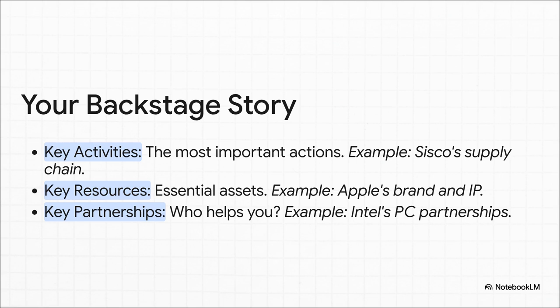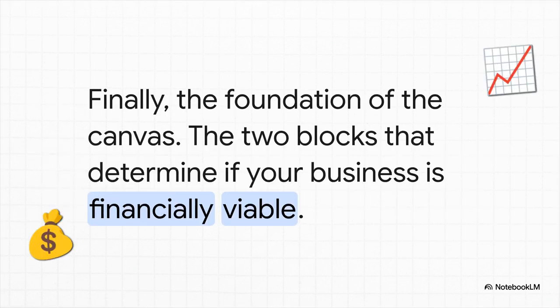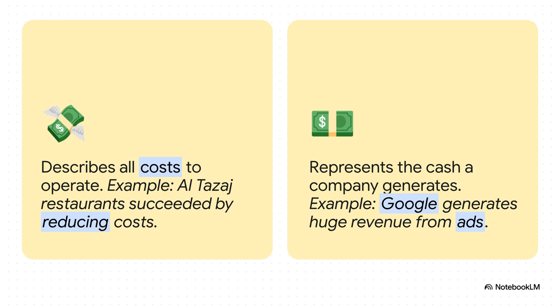And you rarely go it alone, which brings us to key partnerships. Just look at how Intel built an absolute empire by partnering with PC manufacturers. And finally, we get to the foundation of the entire canvas, the 2 blocks at the bottom that hold everything else up. This is the part that proves your business can actually survive and thrive. This is where the rubber meets the road. You've got your cost structure on one side, that's all the money going out, and your revenue streams on the other, that's all the cash coming in. For a business to work, it's pretty simple. The money coming in has to be more than the money going out.